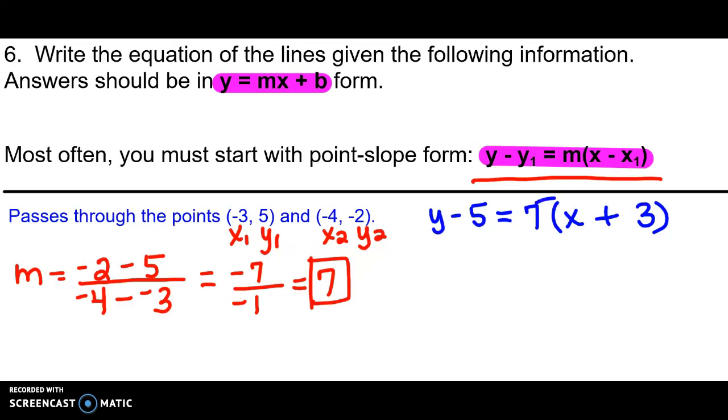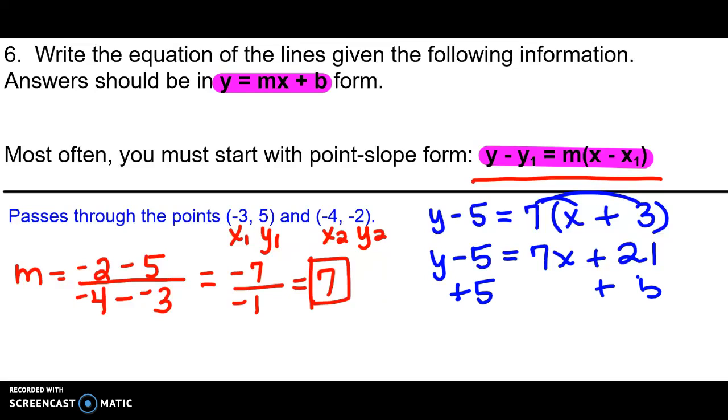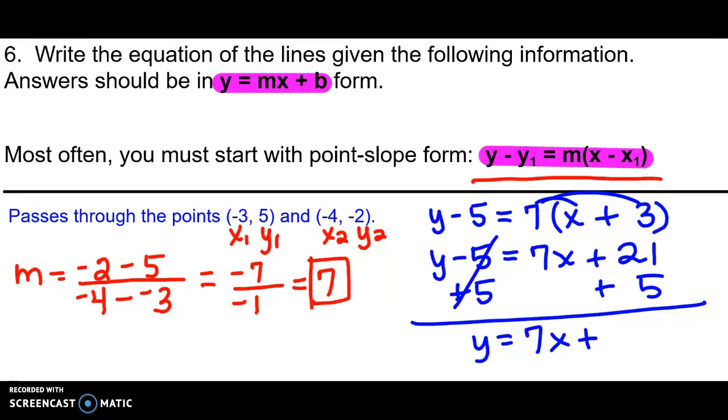Okay, let's go ahead and distribute our 7. y minus 5 equals 7x plus 21. And then to isolate the y, we need to get rid of the minus 5. So we add 5 to both sides of our equation. And that turns our 21 into a 26. y equals 7x plus 26. Keep going.